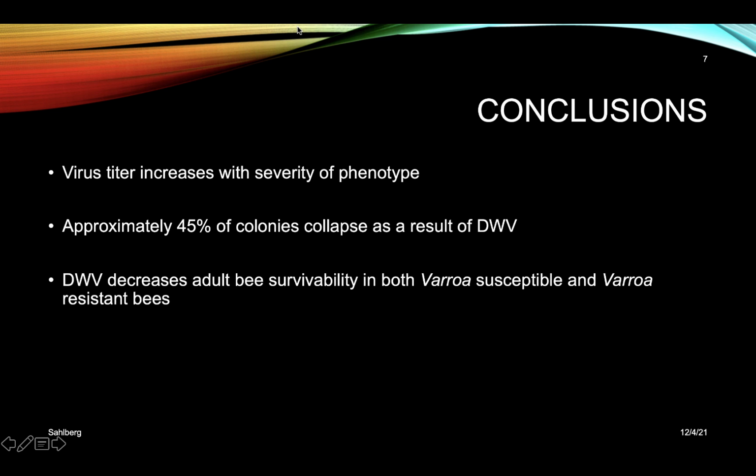In conclusion, as the virus titer of adult bees affected with DWV increases, so does the severity of the phenotype. Therefore, as the virus titer increases, the survival of adult bees decreases. Furthermore, of the colonies affected by DWV, approximately 45% of the colonies collapsed, further emphasizing the decreased survivability of adult bees following infection. Additionally, even though Varroa mites are the main vectors for DWV, DWV decreases the survivability of adult bees in both Varroa susceptible and Varroa resistant honeybees.